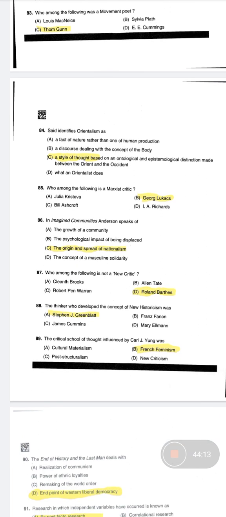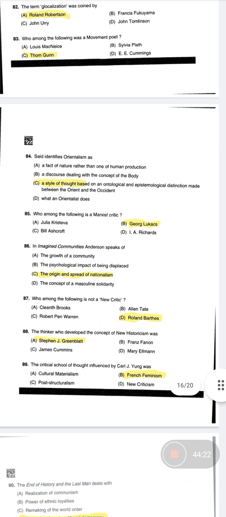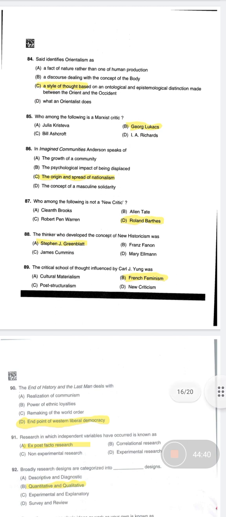Said identifies Orientalism as what? The right answer is a style of thought based on ontological and epistemological distinction made between the Orient and the Occident. Who among the following is a Marxist critic? George Lukacs is the right answer. In Imagined Communities, Anderson speaks of the origin and spread of nationalism.